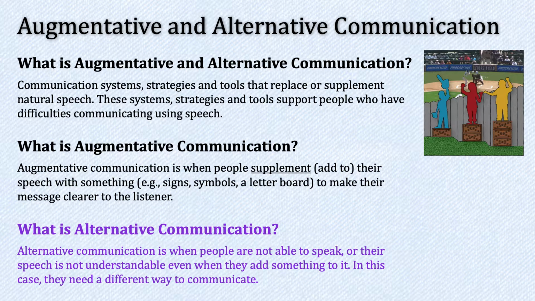In contrast, alternative communication is when people are not able to speak, or their speech is not understandable, even when they add something to it. In this case, they need a different way to communicate.